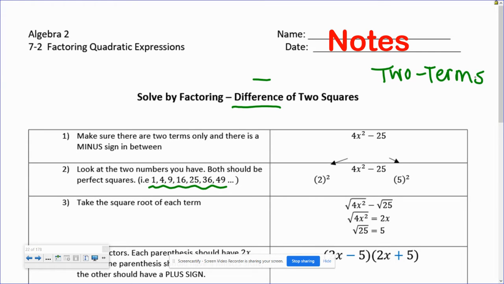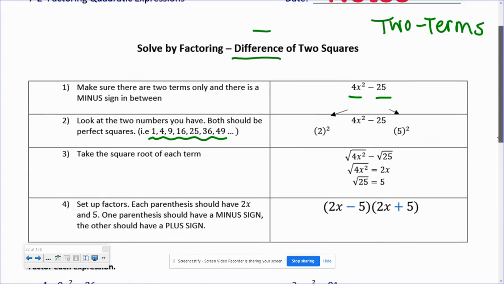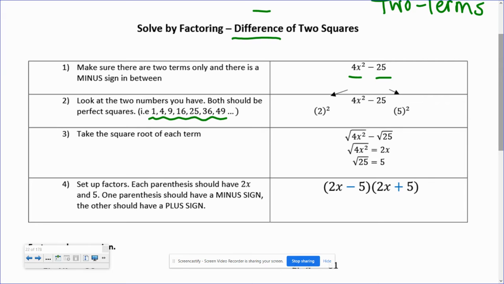So yesterday we talked about trinomials that had 3 terms. Today you're only going to have 2 terms in each problem. And again, they're both going to be perfect square numbers, and it's always going to be subtraction in between. So these ones are pretty quick to factor. There's no work to them at all.